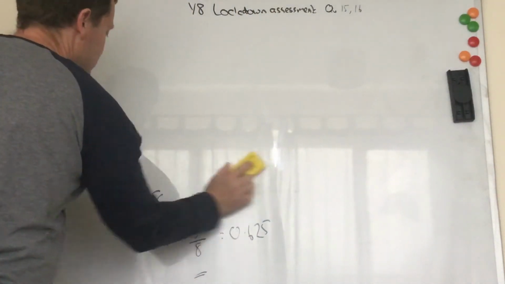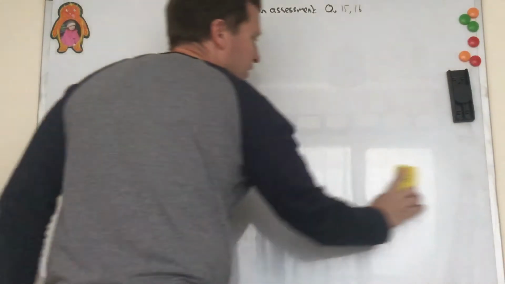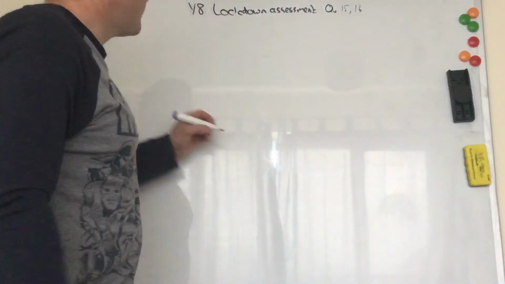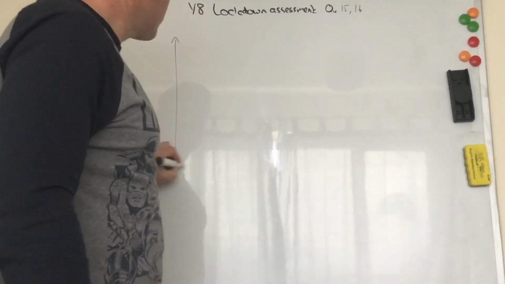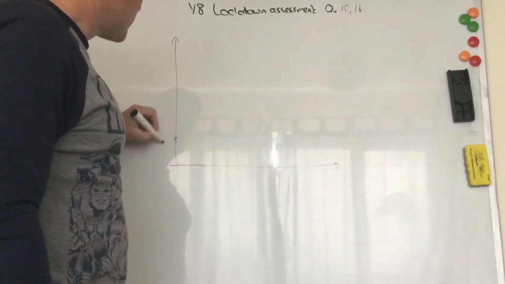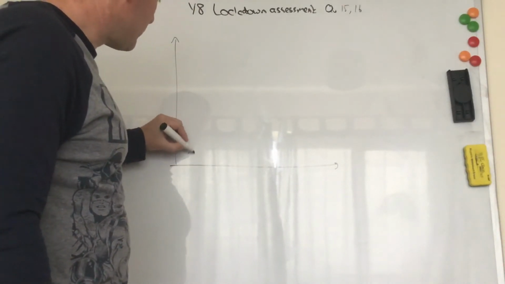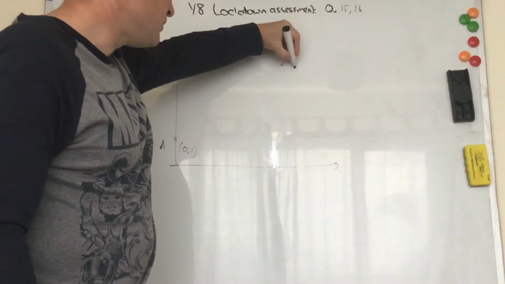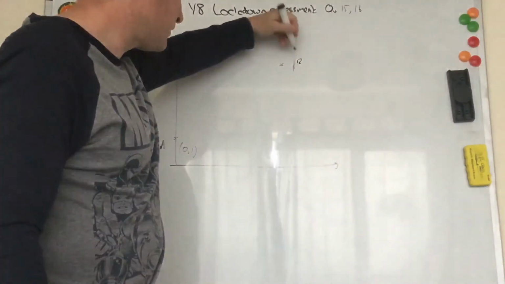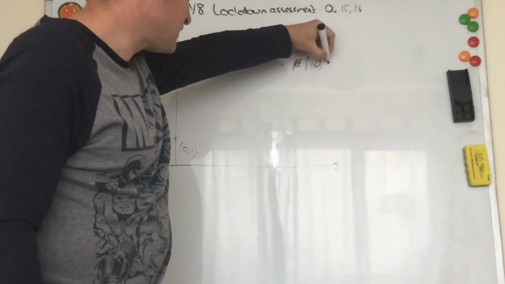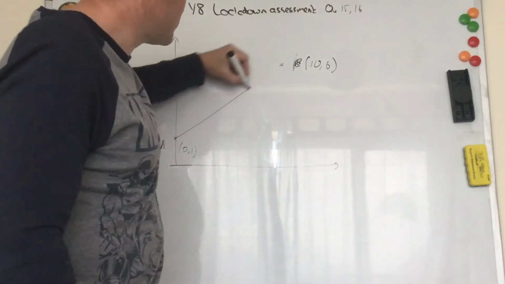I realise that we did straight line graphs under lockdown and it's not ideal, so well done to those that did get anything on this one. We've got a line that goes from A, which is 0, 1, to B, which is 10, 6. Okay, and we need the equation of that line.